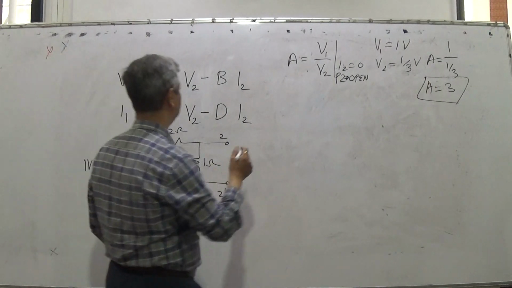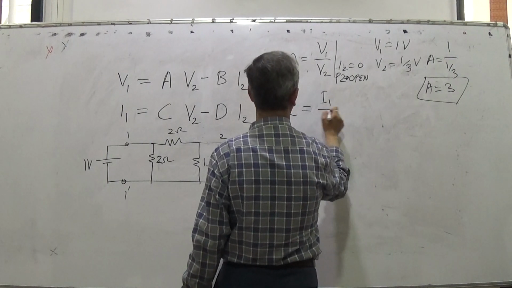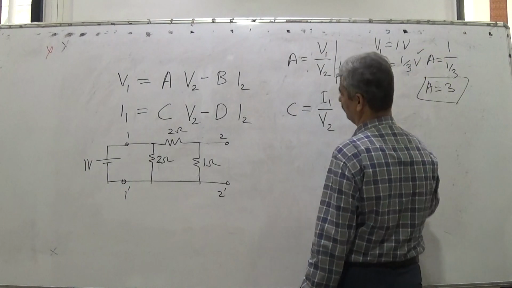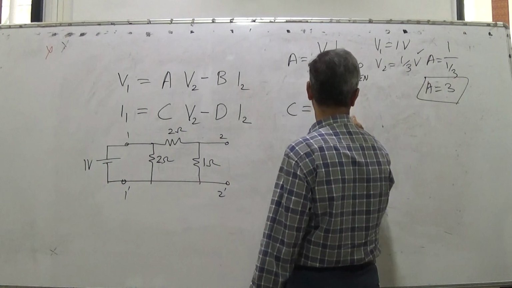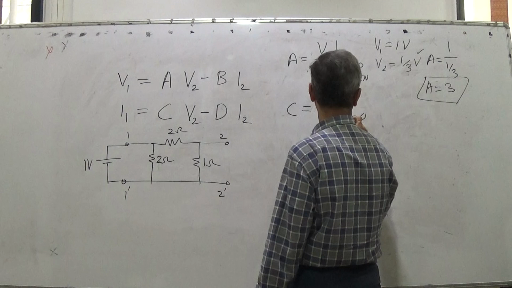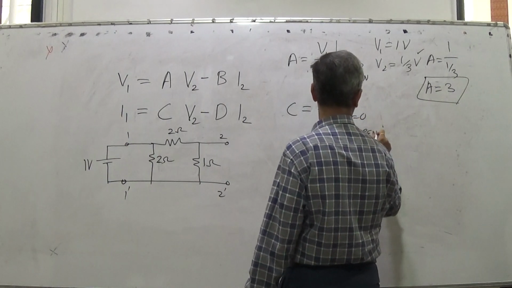C. What is C? C is equal to I1 upon V2. What is V2? V2 is 1/3 volt. What is I1? For the same condition, that is I2 is 0 and port 2 open.